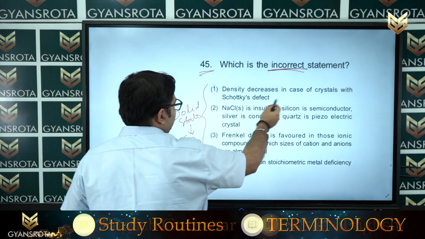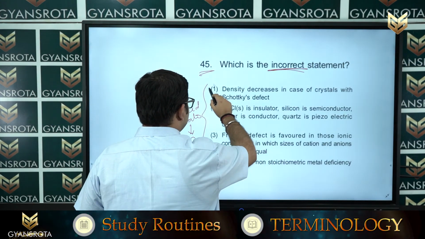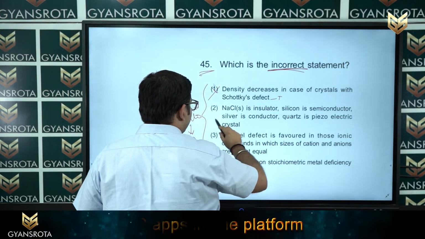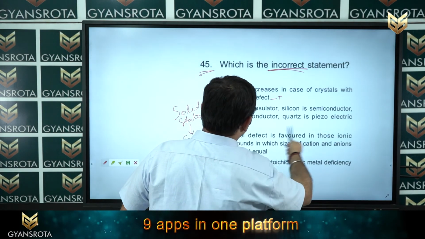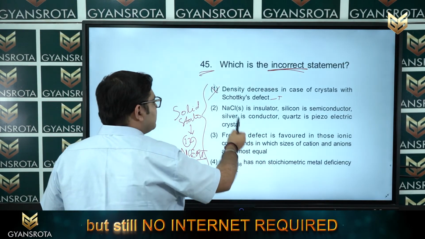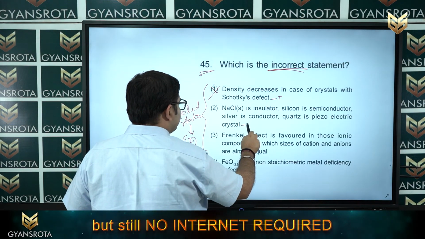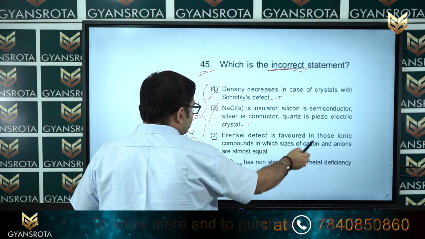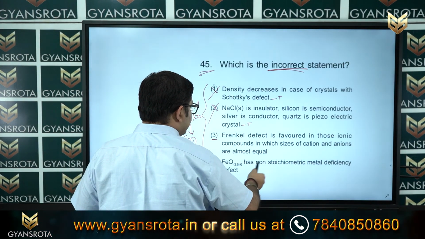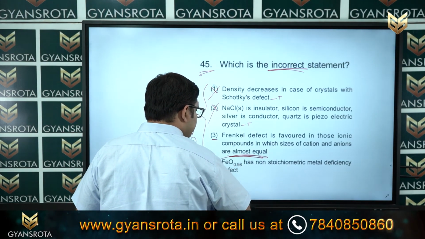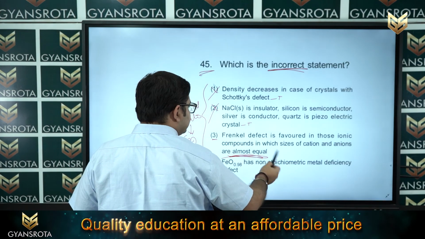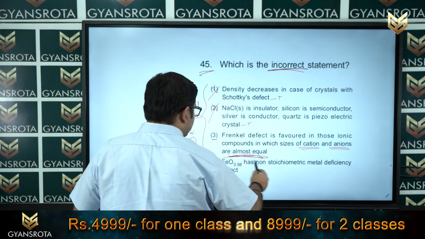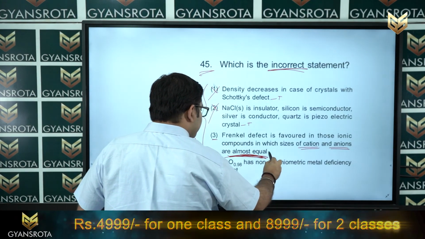Let us say density decreases in case of crystal with Schottky defect, that is true. So this is not the correct option because they are asking for the incorrect one and this is a true statement. NaCl is an insulator, silicon is a semiconductor, silver is a conductor, quartz is a piezoelectric crystal. This is also a true statement, so this is not our correct statement. Now option number 3: Frenkel defect is favored in those ionic compounds in which size of cations and anions are almost equal. No, this is not possible, it is used for ionic compounds where the cation and anion size difference is large, not equal. So this is the false statement.